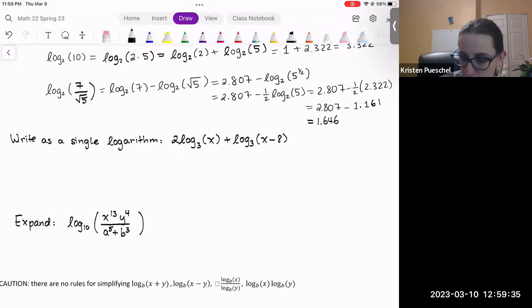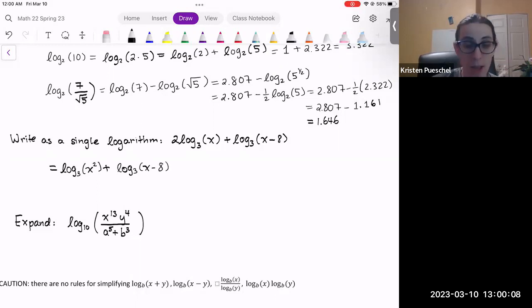For this next problem, we're going to write this as just a single logarithm. Before we can combine these terms, remember that our coefficients of the logarithms have to be the same. So here we have 2 log base 3 of x plus log base 3 of x minus 8. We're going to rewrite this as the log base 3 of x squared plus the log base 3 of x minus 8. Now that we have a coefficient of 1 in front of both of them, we can combine them into a single term, a product. So this gives us log base 3 of x squared times x minus 8. Great. Okay.